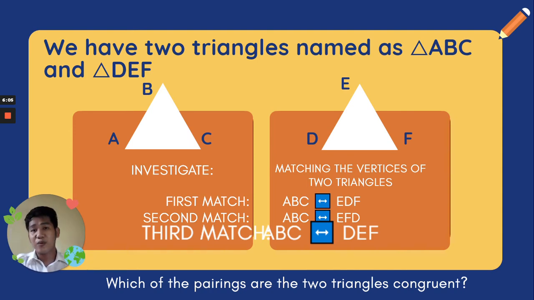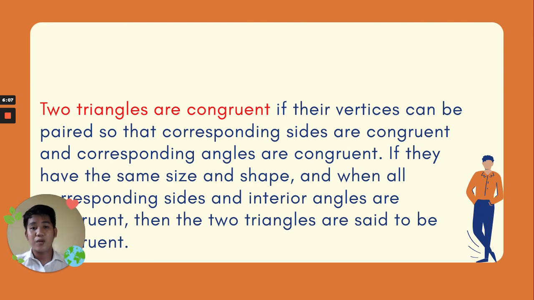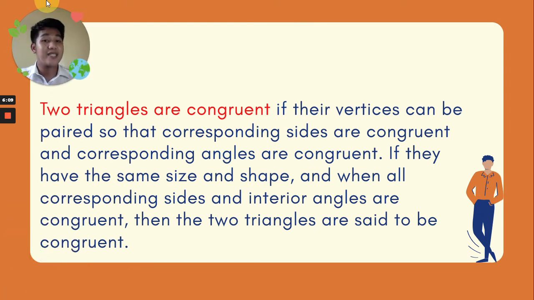So, to answer our question, two triangles are congruent if their vertices can be paired and corresponding angles are congruent. Also the corresponding sides. So if they have the same size and shape and when all corresponding sides and interior angles are congruent, then the two triangles are said to be congruent. Okay, always remember that.